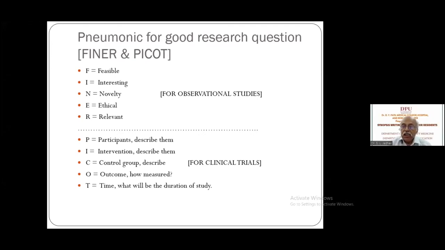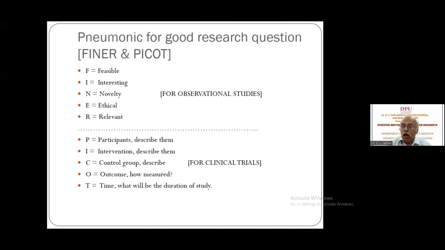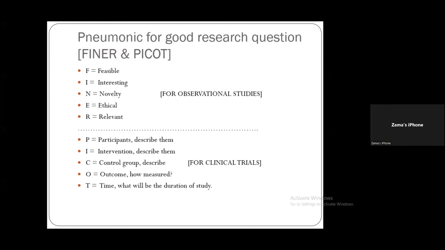Intervention. C is the control group. What type of control group? We have to describe the control group. O is the outcome. How we are going to measure the outcome? Very important. Outcome measure. T is the time. What will be the duration of study? So this is outcome, how measured, and time.